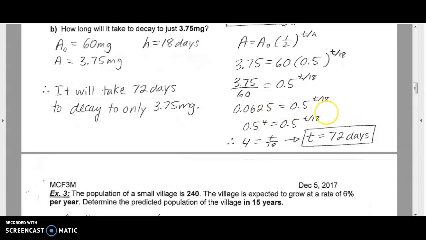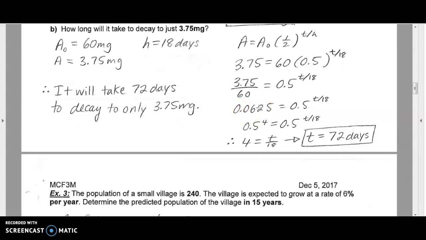Now, if you recall from a previous lesson, to solve for a variable when it's in the exponent, we need to have the same base on both sides. Our exponent here has a base of 0.5. What I need to do is express this 0.0625 with a base of 0.5. Looking at that, it would be pretty tough to figure out, so what I would do is just take my calculator and do trial and error.